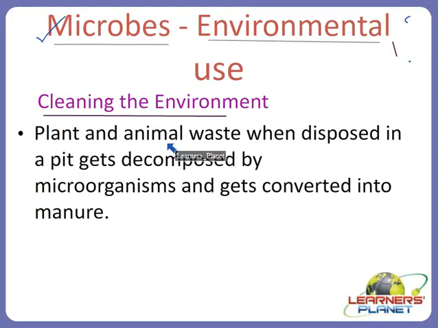Plants and animals consume things and excrete waste material or undigested food material. This undigested food material is acted upon by the microorganisms. So we are making use of this property of microorganisms for our own use. We collect this plant and animal waste and dispose of it in a pit.